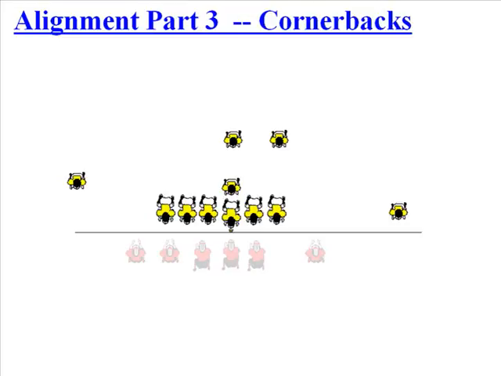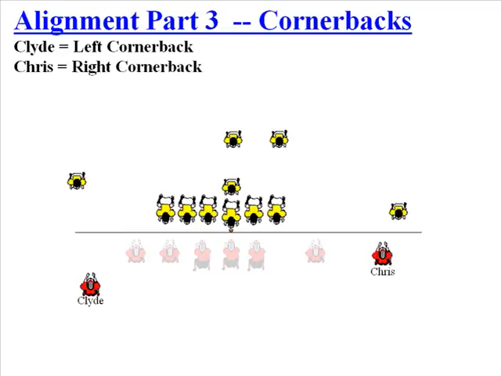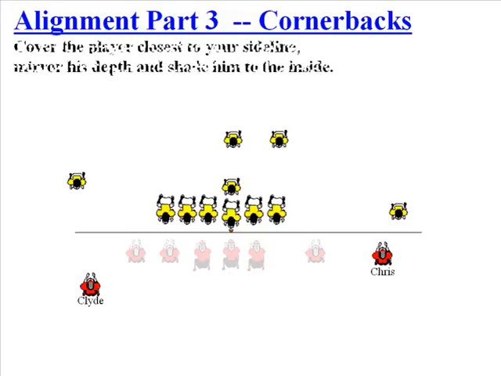Let's now discuss the alignment of our cornerbacks, the alignment of the cornerbacks in our defense. In this defense, we have two cornerbacks. The left cornerback is named Clyde. The right cornerback is named Chris.